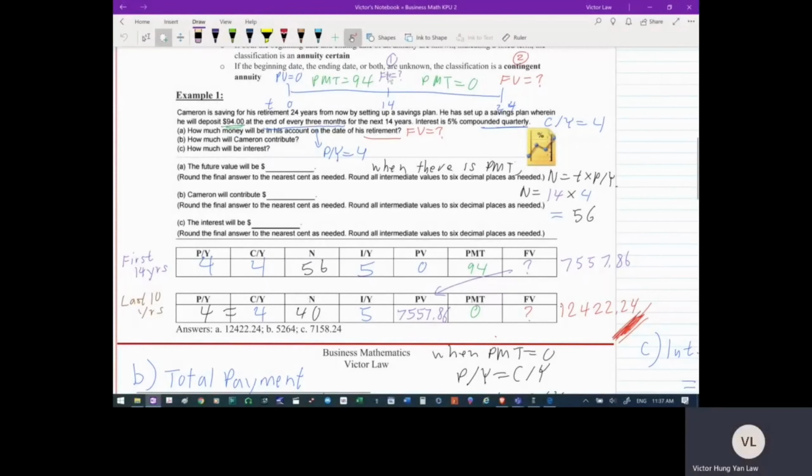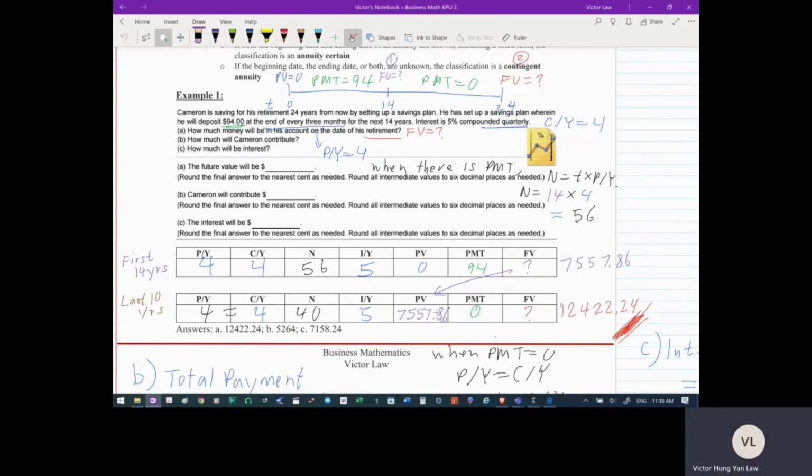Once we calculate the future value at the end of the first 14 years, what you need to know is that now that future value becomes the present value for the next 10 years. So that's why our future value at the end of the first 14 years becomes the present value for the next 10 years. And that's the connection point between the first time period and the second time period.